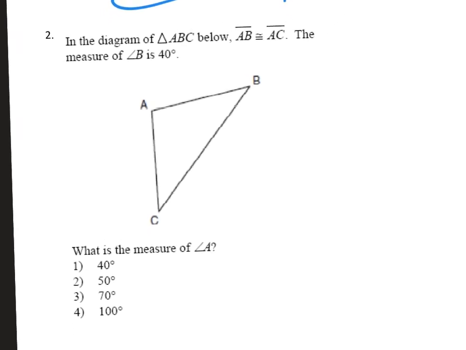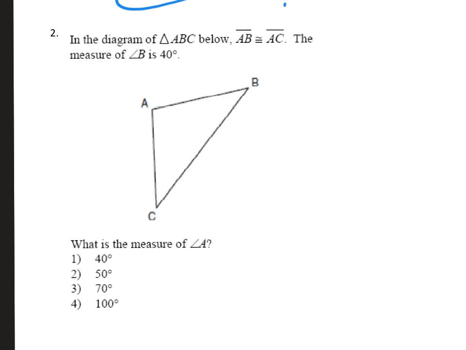In the diagram of triangle ABC below, we know that segment AB, so let me just annotate this, is going to be congruent to AC. So AB is congruent to AC, right? So those are going to be my legs. Therefore, these are my base angles, right? That's my vertex angle. Angle A is my vertex angle, right? So it tells me that the measure of angle B over here is 40 degrees. I know that angle C is 40 degrees because they're base angles, and base angles of an isosceles triangle are congruent, right?